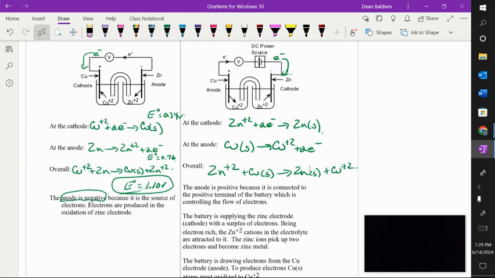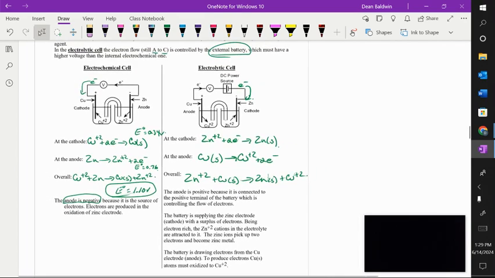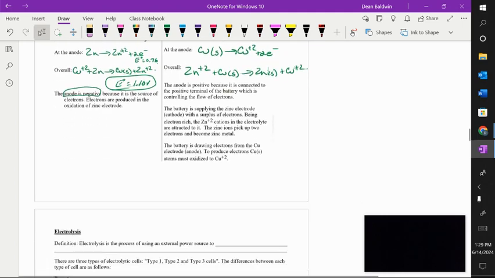How strong does the battery have to be? What's the minimum strength, do you think? So the spontaneous reaction is 1.1 volts pushing this way. So if you want it to go the other way, the battery's got to be stronger than 1.1 volts. If it's less, then that wins. Okay? All right. Flip the page, please.